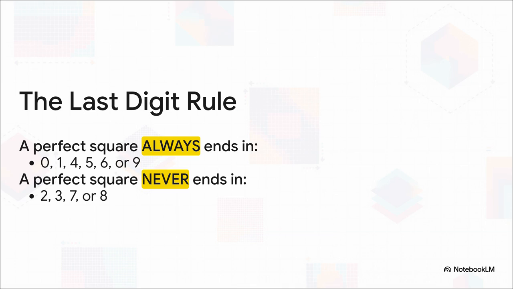And here's another awesome trick. A perfect square can only end in one of these digits: 0, 1, 4, 5, 6, or 9. It will never, ever, ever end in a 2, a 3, a 7, or an 8. So if someone asks you if, say, 1,437 is a perfect square, you can say, no way, instantly, without doing any hard math, just because it ends in a 7. How cool is that?